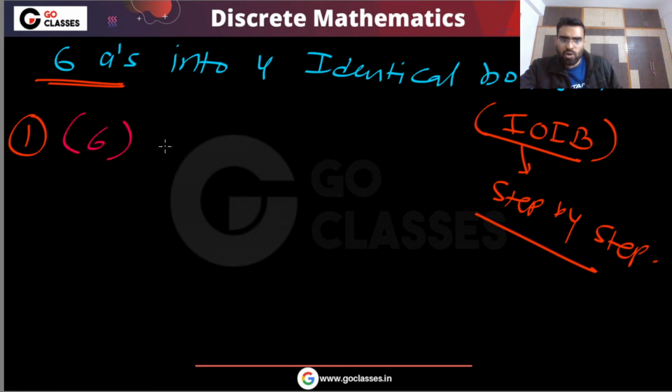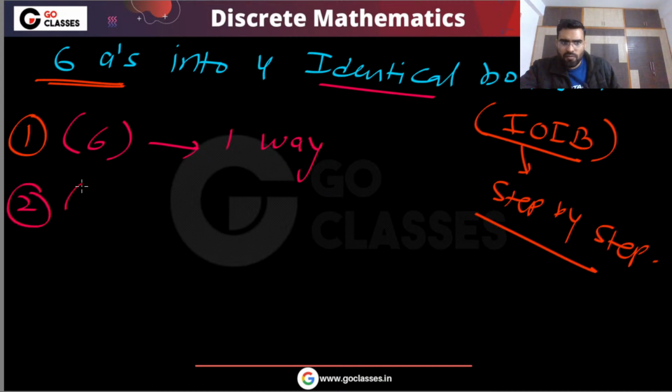If you are using a single box, how many ways are there? Only one way. Put all the A's in that box. Like these are apples, 6 apples you have. Just put all these apples in that box. All these 6 apples are together. So how many ways are there? Only one way, because all the boxes are the same, so it does not matter in which box you are putting. Just put them in the same box.